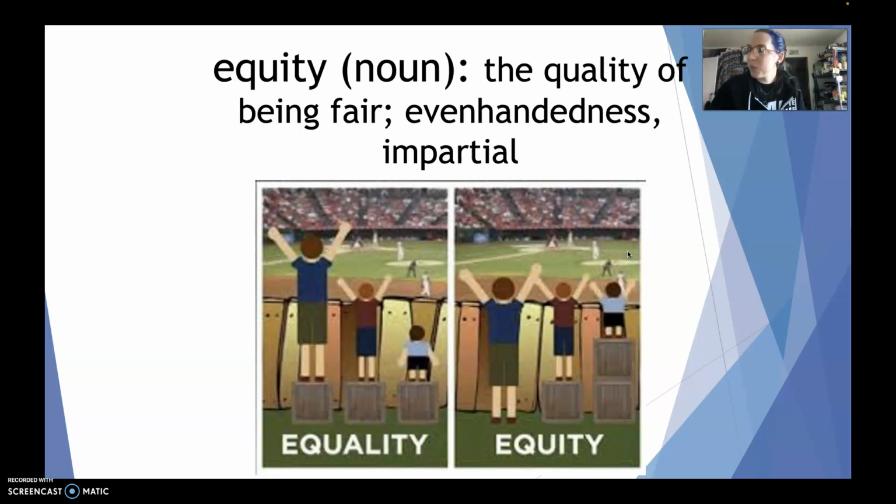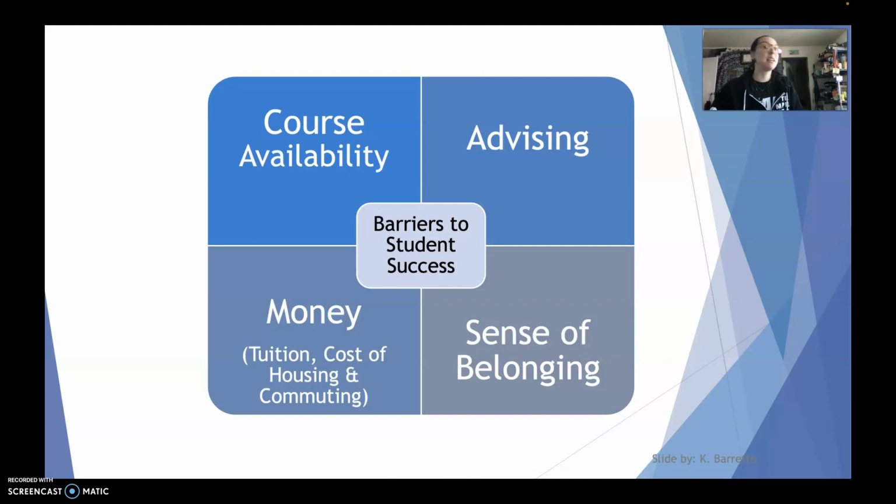Last thing I want to talk about in this particular video is something around barriers to student success, right? I think a lot of us have probably experienced this before, and if you haven't, bless you. But something that always hurt me when I was going to school was course availability. Maybe the class that you want to take isn't being offered this semester, or the class you want to take is being taught by a professor that you absolutely know you don't like, and so you're not going to take it. Or maybe your advisor just is never available to help. Or money. This is a big one.